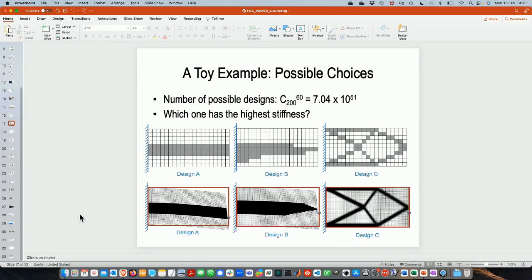Now one thing is you can take a block, apply the load and get the displacement. Alternatively, you can get some of these other designs. For example, let's say design C is very common. If you look at topology optimization, you'll come across this image quite often. You can delete some of these blocks, and say every block I delete reduces, let's say, 1 kilogram.